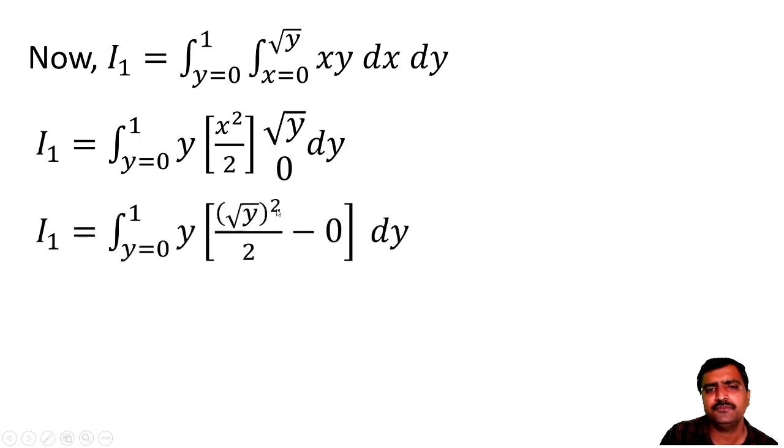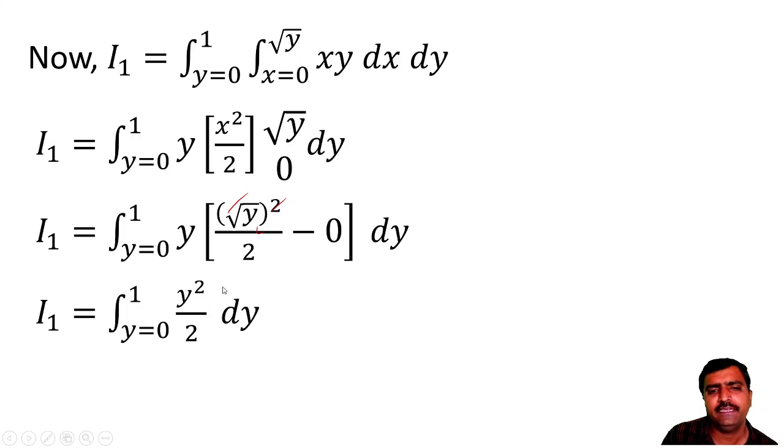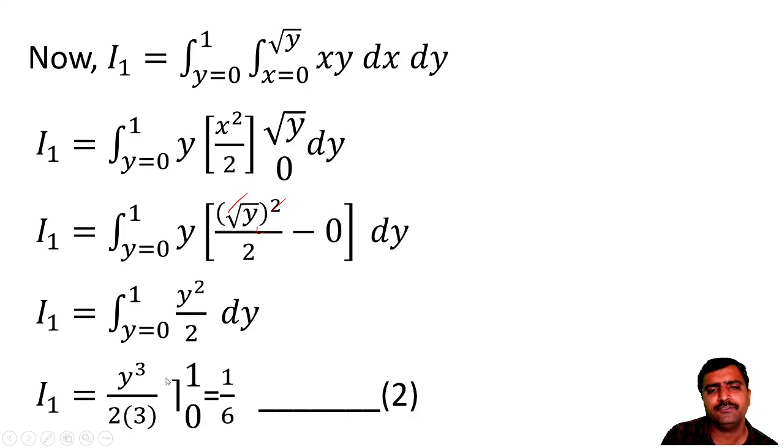So it is y into root y whole square by 2 minus 0 into dy. Root and square get cancelled, only remaining here is y by 2 into y. If you multiply that, it is y square by 2 into dy. Again you integrate that by taking 1 by 2 constant outside. Integration of y square is y cube by 3. Its limit is from 0 to 1. Again you apply the limit for y, 1 minus 0, that is 1 by 6. That is 1 by 6 is the value of I1.